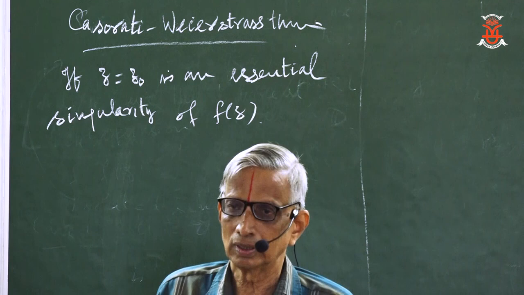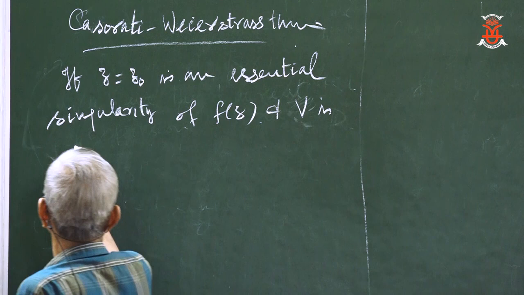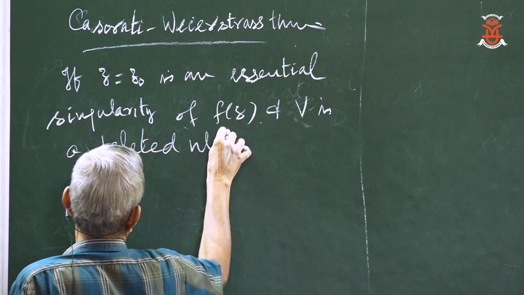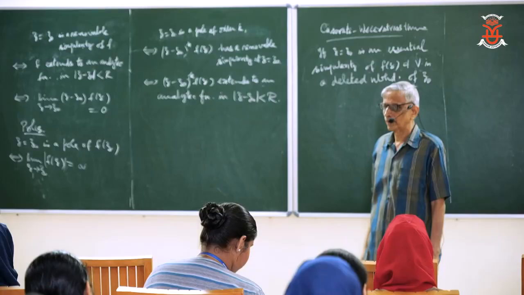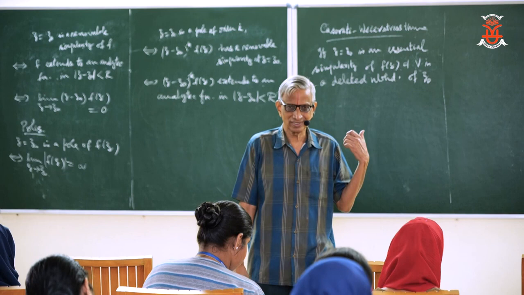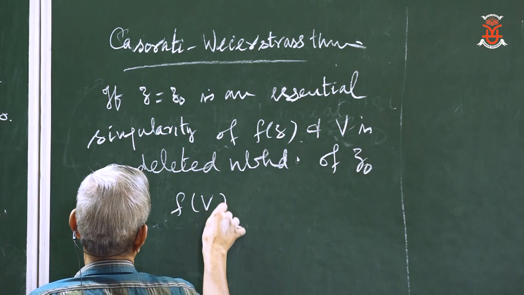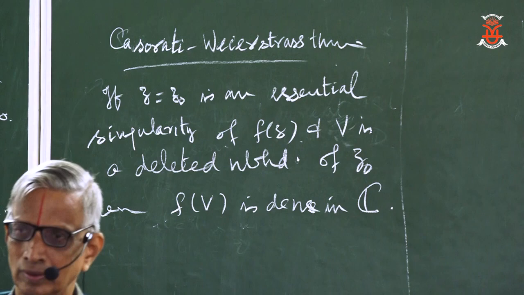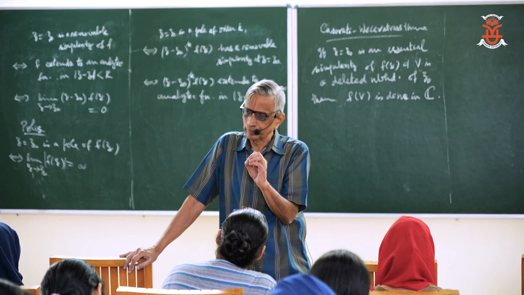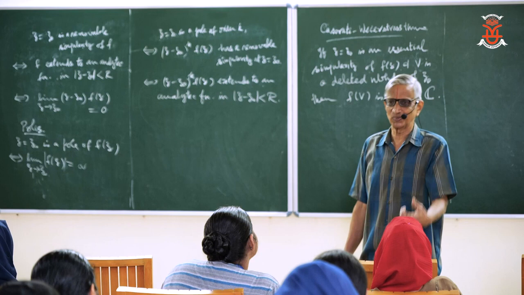And let's say V is a deleted neighborhood of z naught. So what do I mean by this? Neighborhood minus the point z naught itself. Okay. So however small you take this neighborhood to be, still the image is dense. In every deleted neighborhood, f takes values arbitrarily close to any given complex number.